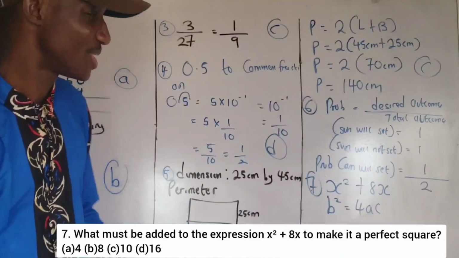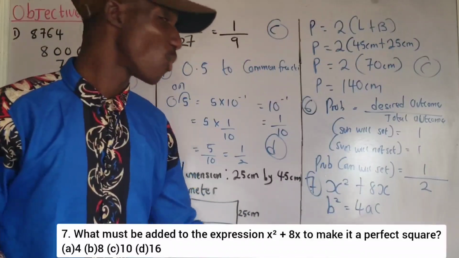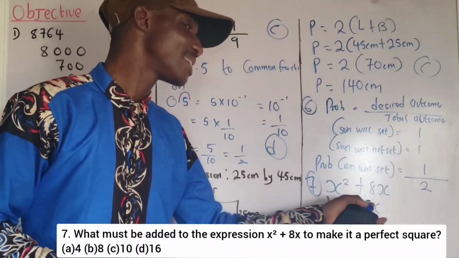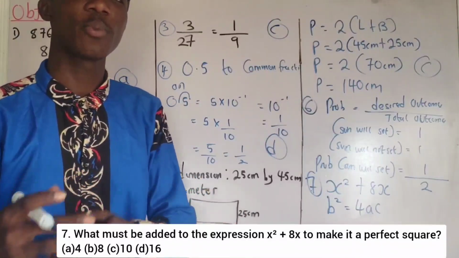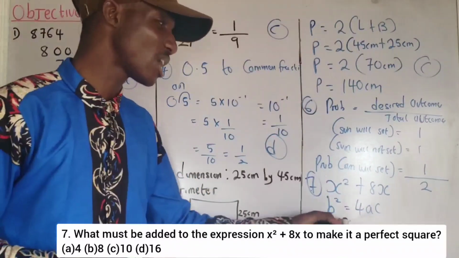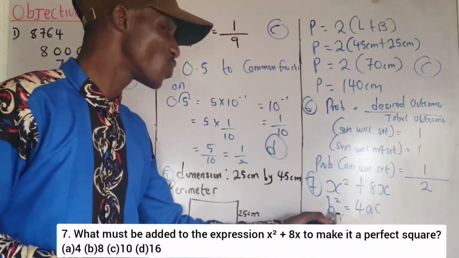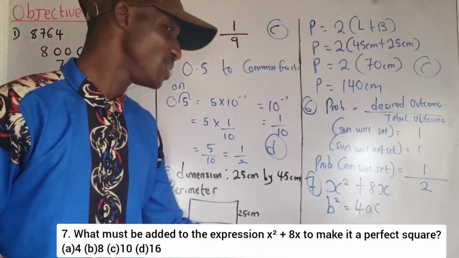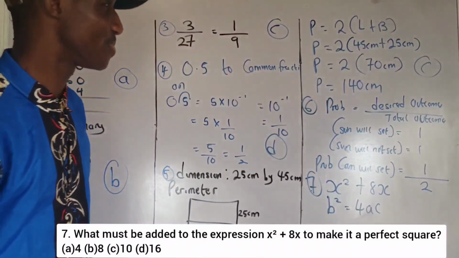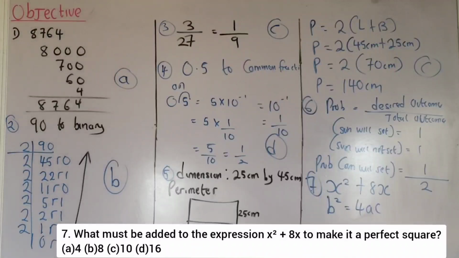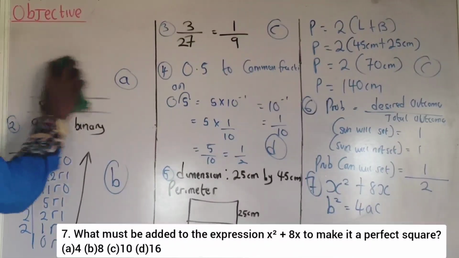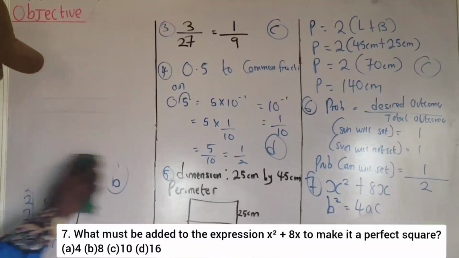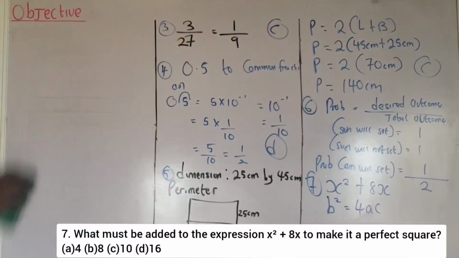Just pay attention. This is the question that we're given: what must we add to x squared plus 8x to make this quadratic expression a perfect square? So in an attempt to help us solve the question, I brought out this discriminant, b squared equals 4ac. What is b? What is a? What is c? Just pay attention. In every quadratic equation, please pay attention. Very important.